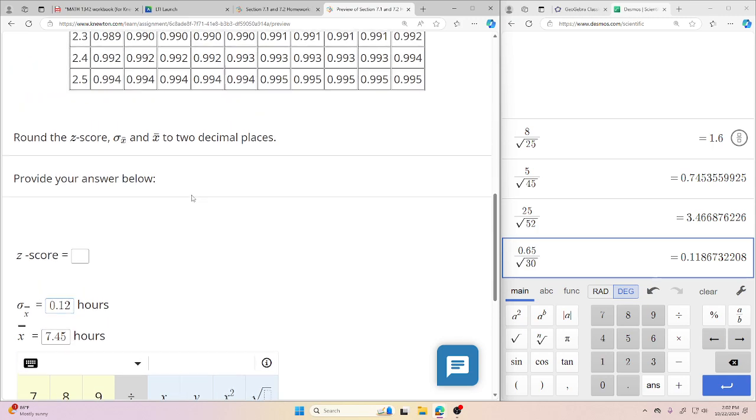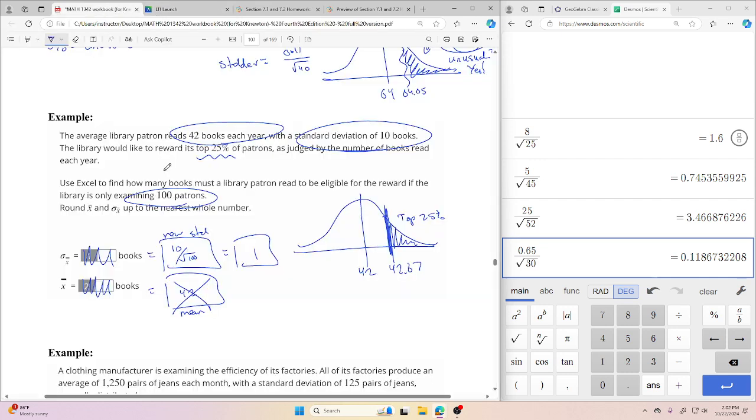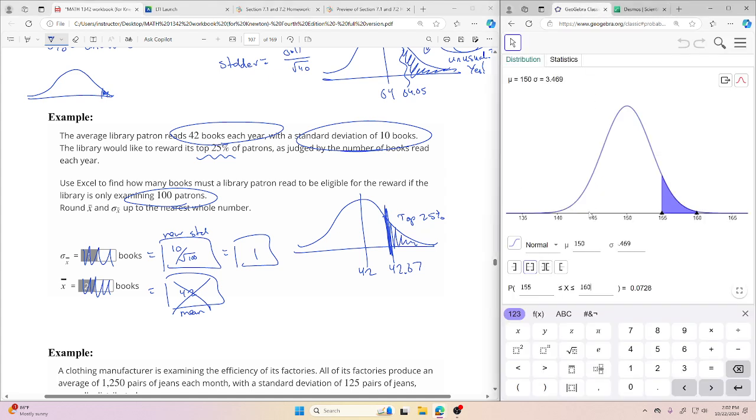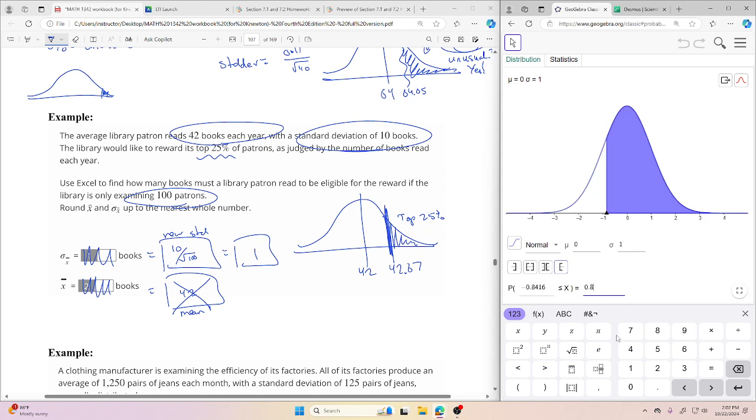Now, this is kind of a little weird. I need to find the z-score for, right here, the top 1%. Top 1%. So real quick, I want to draw what top 1% looks like. Are you ready? It looks like this. Yes? How do I find that from here? Well, I'm going to restart it, refresh it, 0 and 1, and I'm going to change this and make it only the top 1%.